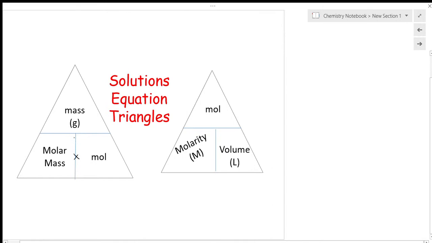Now, if I was looking for moles, for example, what I would do is cover that up, and then notice how you're going to have mass over molar mass. So I'd take the mass and divide it by the molar mass to obtain the moles. We have one of these for molar mass, and we also have a triangle that we can use for molarity as well. So you can go ahead and copy those down on the top of your notes.